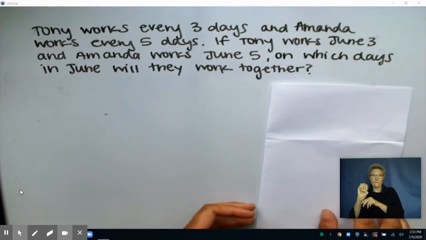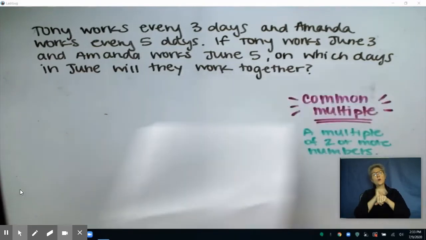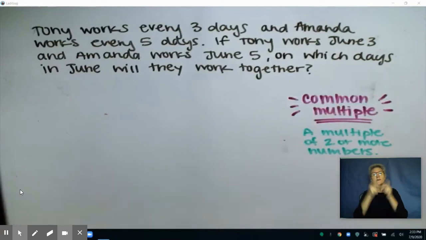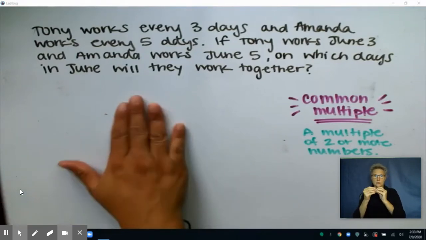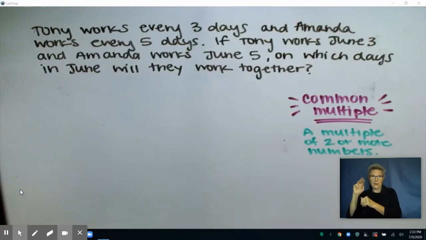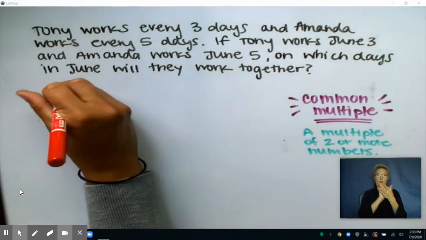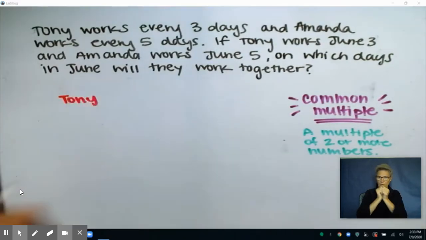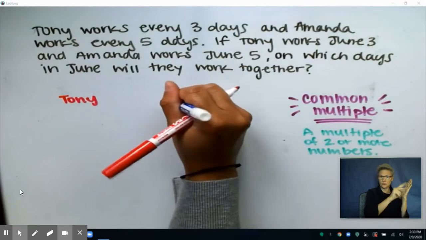So in order to help us solve this problem, we're going to use something called a common multiple. A common multiple is a multiple of 2 or more numbers. So we're going to create a list of multiples for Tony and a list of multiples for Amanda and then see where they overlap, and that will be our common multiples, or the days in which they work together for the month of June. So I'm going to make a list for Tony, and I'll also make a list for Amanda.